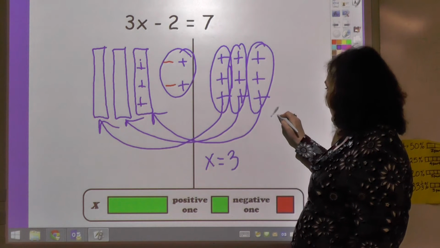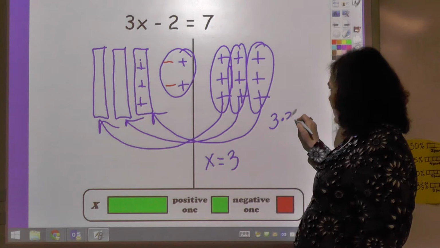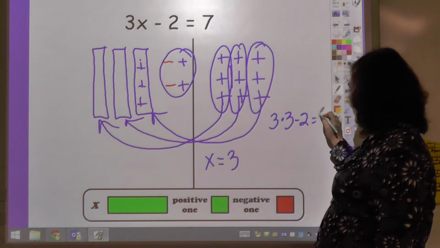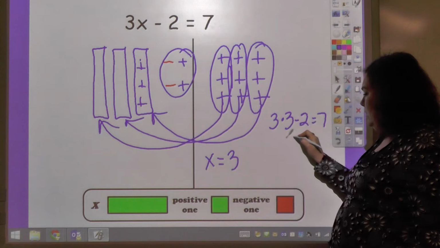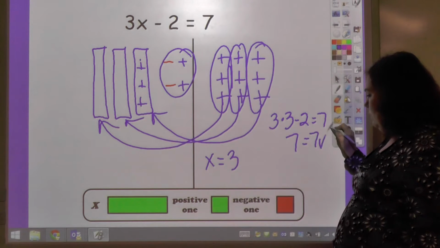Now let's put it back in and see if it works. 3 times 3 minus 2 equals 7. 9 minus 2 is 7. 7 equals 7, so check.